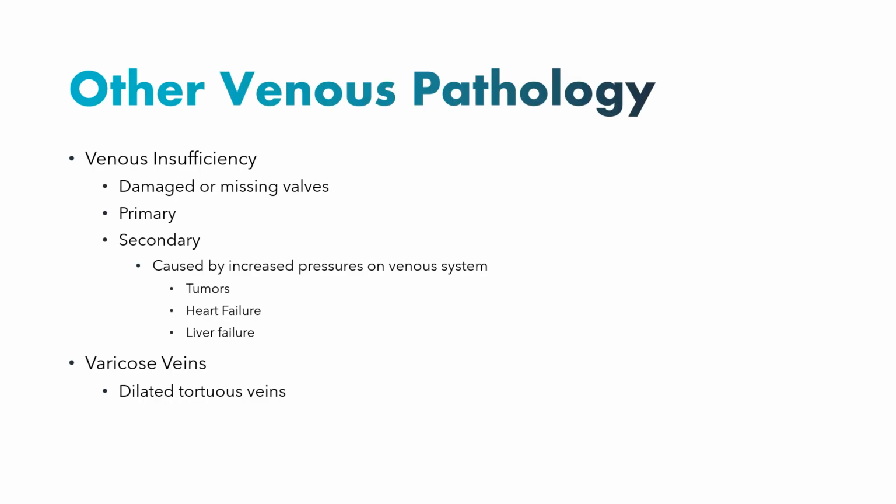Other venous pathology that we can identify would be venous insufficiency. That's usually caused by damaged or missing valves. Primary would usually be a congenital defect causing the missing valves or causing just a venous insufficiency problem. Secondary would be caused by an increased pressure system. That could be something like heart failure, limiting the flow of the blood back up to the heart. It could be something like a tumor compressing the IVC. It could be cirrhosis of the liver compressing the portal system. So secondary insufficiency would also cause your venous insufficiency, which would result in varicose veins.